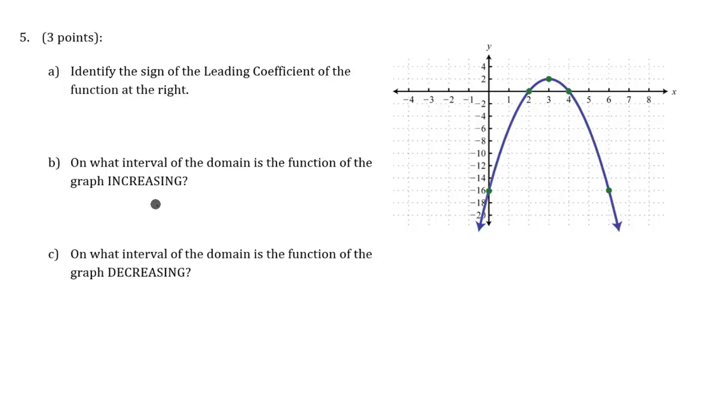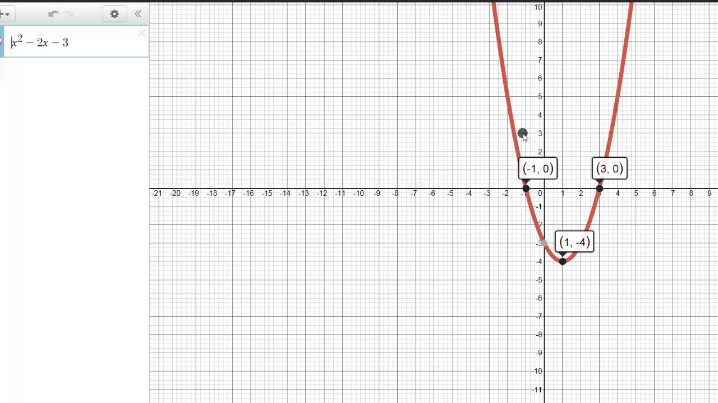Question number 5 has 3 parts, and part A is asking us to figure out what the sign of the leading coefficient would be for this particular graph function. Now I'm going to use the function that we used in question number 4 to demo this whole idea. When we had this function, we were given this graph right here, and if I change the leading coefficient, so the sign of the number in front of my x squared, I'm going to change that to negative, and let's see what happens to the graph.